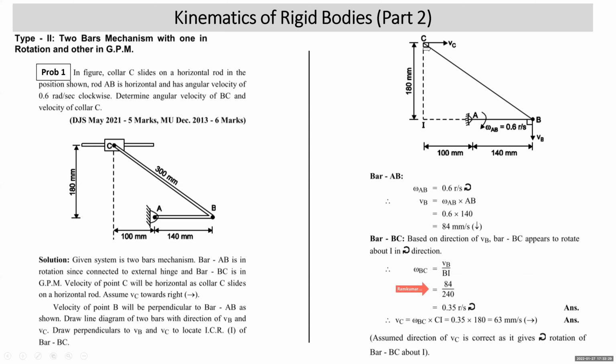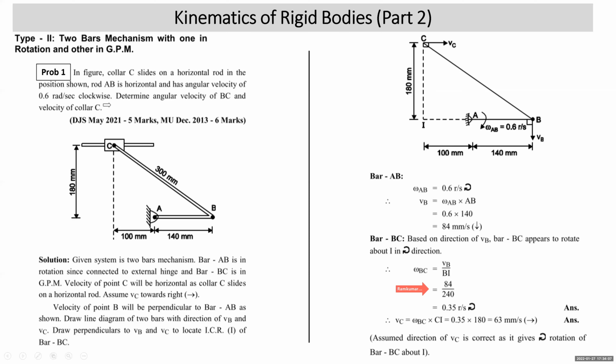Then you want to find velocity of point C. Velocity of point C has to be perpendicular to CI. Keep your pen or pencil at I. Look at VC. It is also giving clockwise rotation to the bar BC. That means the assumed direction of VC towards right is correct. So VC will be omega BC into CI distance. Omega BC we got as 0.35. CI distance is 180 from the given diagram. So you get VC as 63 mm per second towards right.